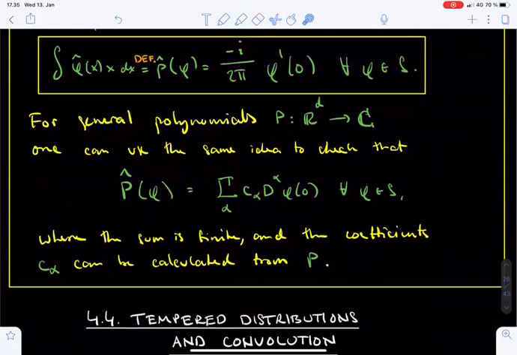As we already mentioned, a similar formula holds for more general polynomials and in all dimensions, with essentially the same argument. As a voluntary exercise, you can check that if p is a general polynomial on R^d, then the Fourier transform of p evaluated at the Schwarz function phi equals a certain linear combination of the alpha derivatives of phi evaluated at the origin. The coefficients C alpha in this formula are easily determined from the coefficients of the polynomial p. If, for example, p of x is x, then the sum here only contains one term, and the coefficient C alpha is equal to minus i over pi, as we just demonstrated above.